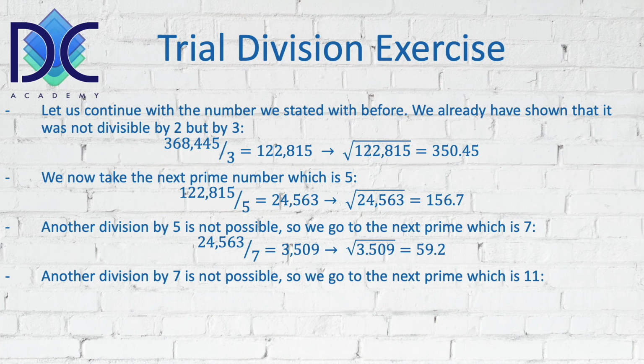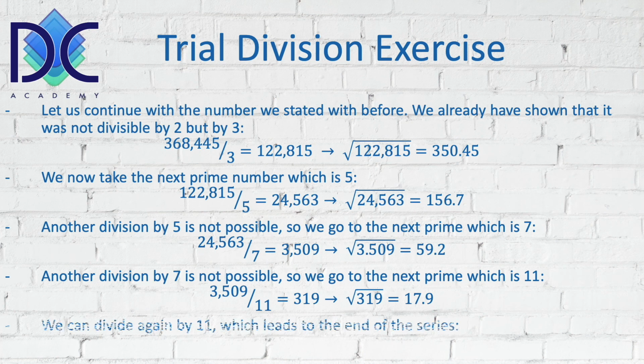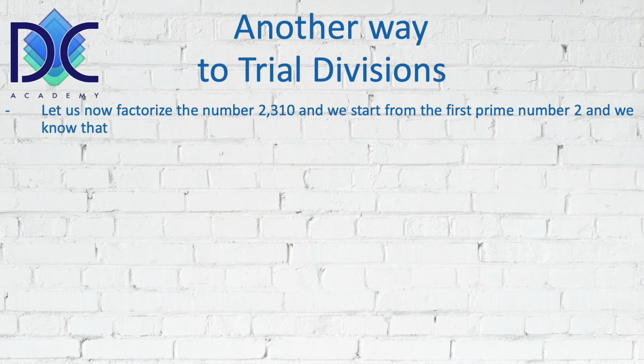Another division by 7 is not possible, so we go to 11, and we find 319, which basically says that the next prime that we can divide is smaller than the square root of 319, which is 17. So we divide it again by 11, and we find the final number, which is 29, and we know that the number 29 is a prime number. So basically what we find here is that division.